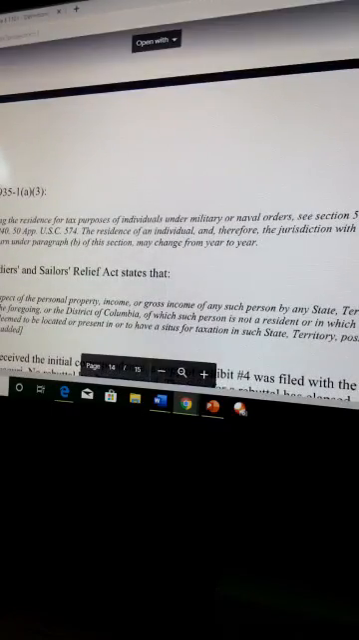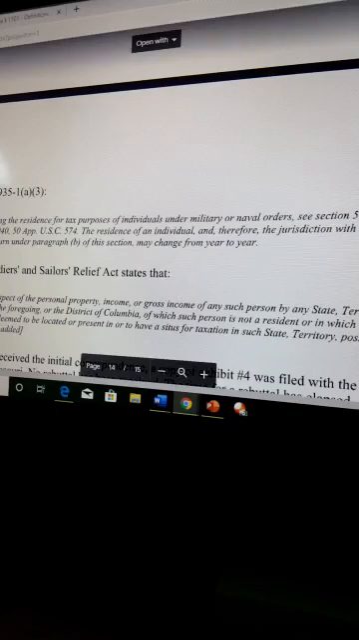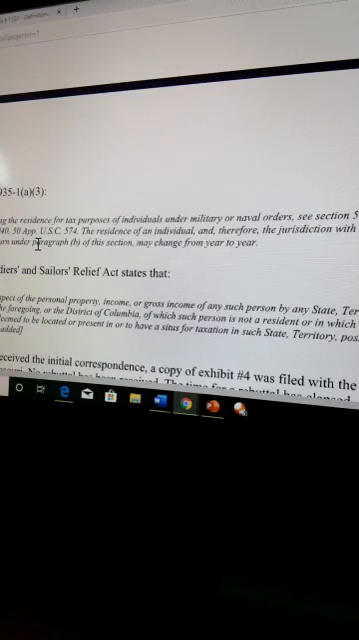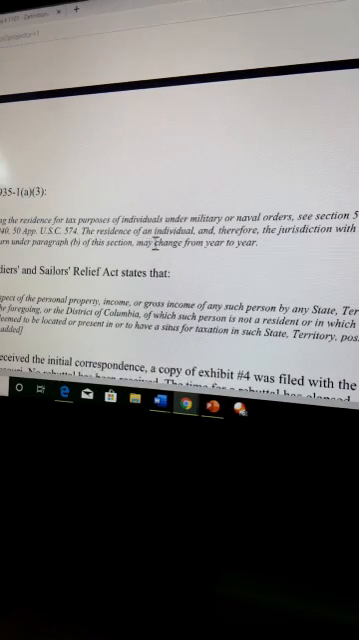And Title 26 CFR Section 1.935-1(a)(3) for special rules for determining the residence for tax purposes of individuals under military or naval orders, see Section 514 of the Soldiers and Sailors Civil Relief Act of 1940, 50 App. USC 574, the residence of an individual and, therefore, the jurisdiction with which he is required to file an income tax return under paragraph (b) of this section may change from year to year.